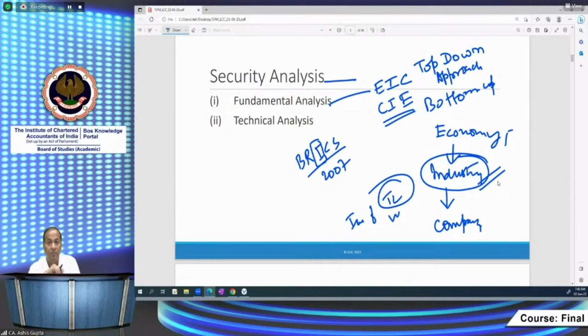Yes, Mansha. Now the next concept is technical analysis. Now student, while fundamental analysis is a long-term analysis, technical analysis, on the contrary, is a short-term analysis. In a fundamental analysis our horizon may be more than one year or two years.